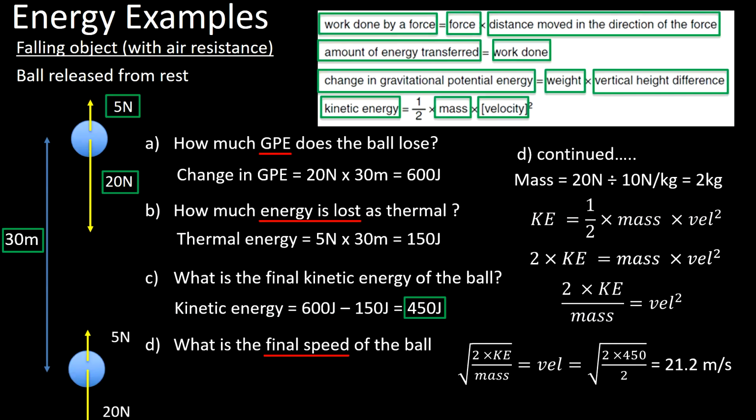So we've got twice the kinetic energy, 2 times our 450, divided by the mass, which is also 2. So the thing under the square root is going to be 450. We then take the square root of 450 to give us 21.2 meters per second.